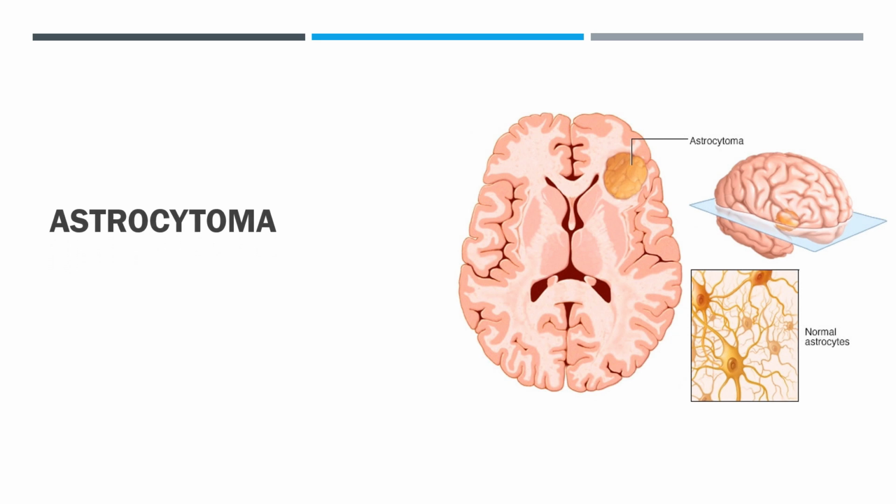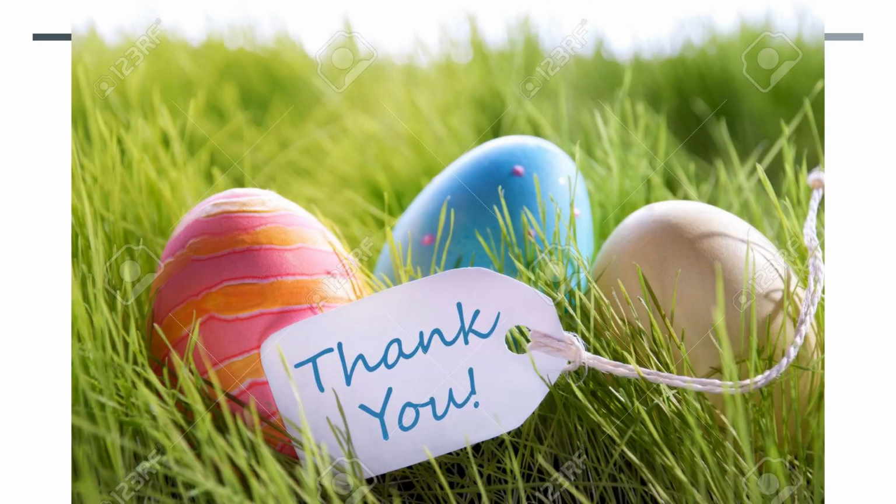So that is all about the nervous tissue. In the second practical class, we need to draw the spinal ganglion and the autonomic ganglion.